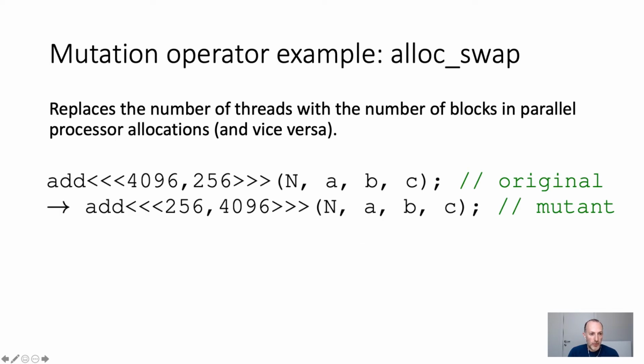One example of such a mutation operator is the alloc swap, and that replaces the number of threads with the number of blocks in parallel processor allocations, and vice versa. So in this particular example, we went from 4096 blocks using 256 threads to 256 blocks using 4096 threads. All details on all mutation operators can be found in the paper.